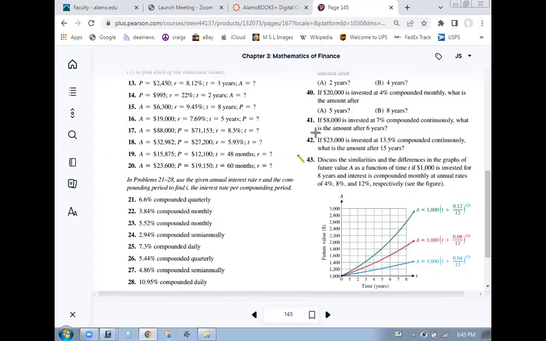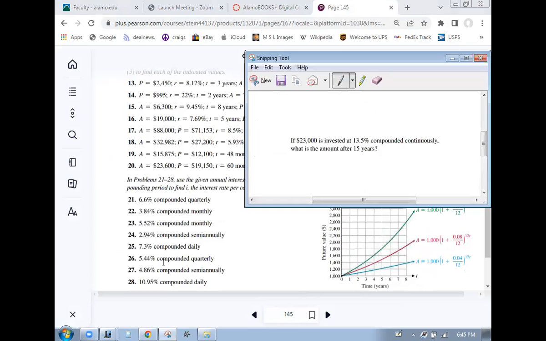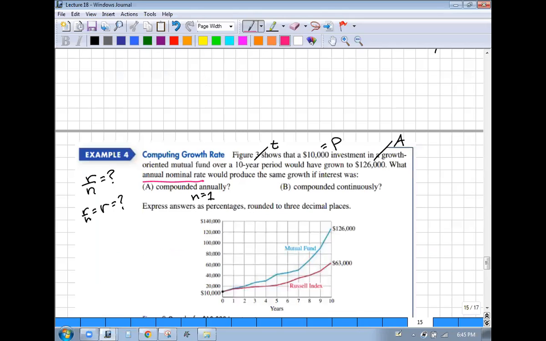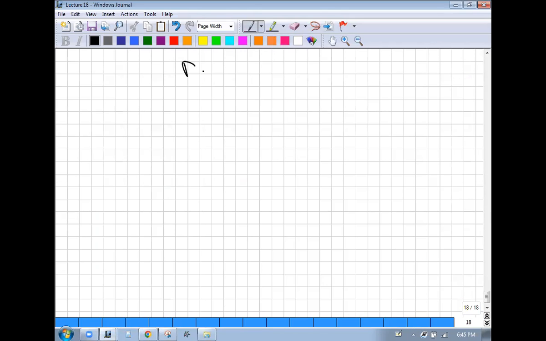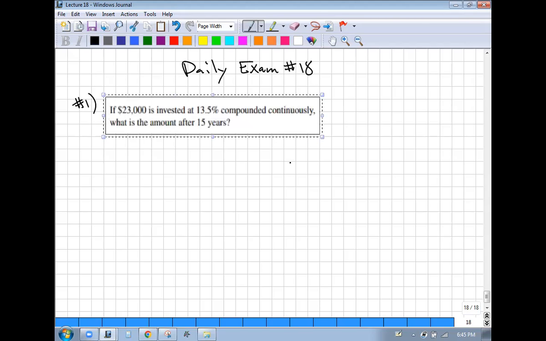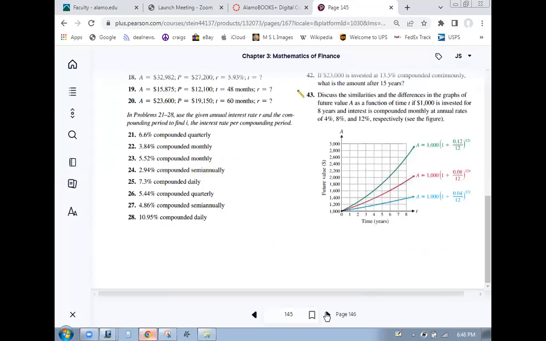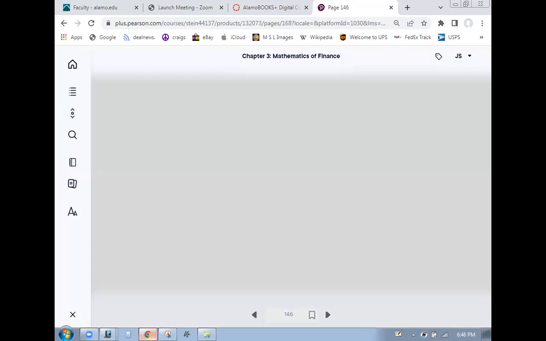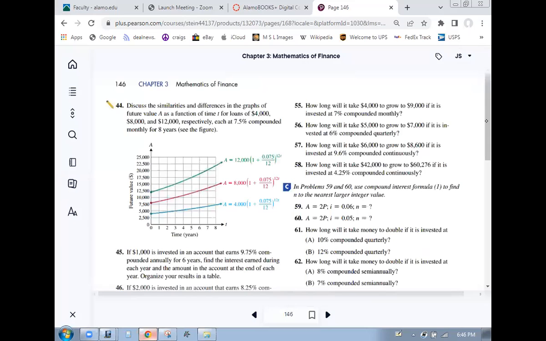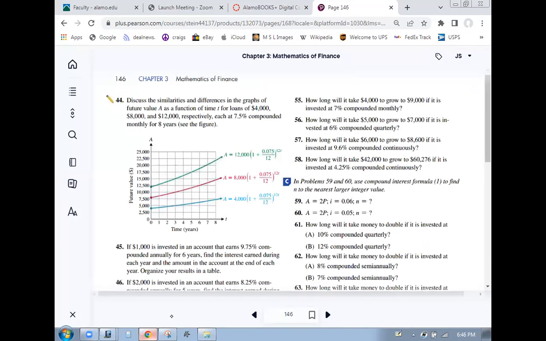I don't want to give y'all problems that are too hard. We'll do this one for our number 1. So this is our exam. Daily exam number 18. Here's your number 1. Pick out a good number 2 here. The problem up there in the 80s or something. There we go. Number 56.